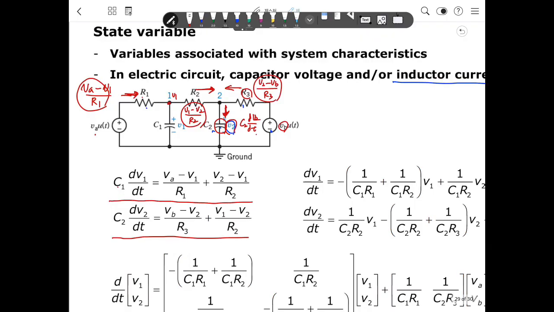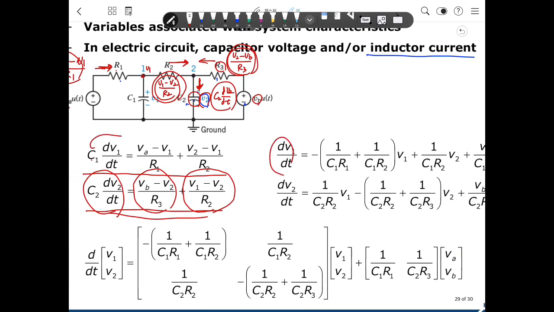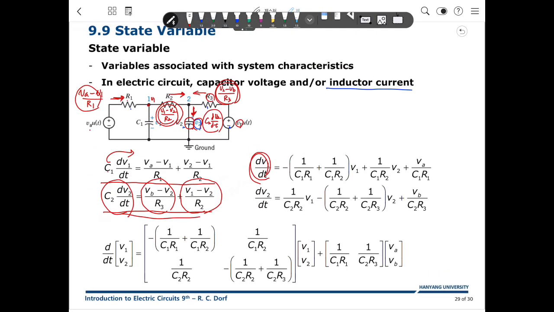Therefore, C2 dV2/dt is the same as the current, (V1 minus V2) and (V2 minus VB) over R3. So we can make that. Then the derivative term is divided by C1 like that. So we can rewrite this: dV1/dt can be written as a function of the system variables.